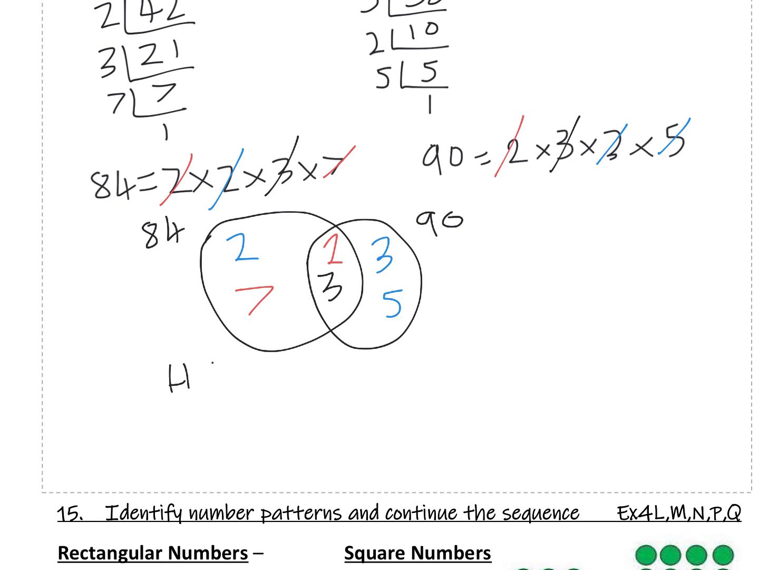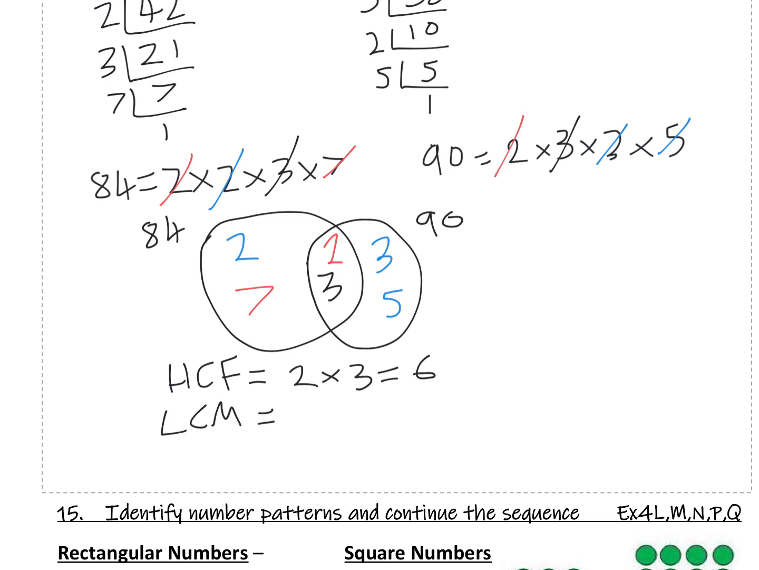So when we're trying to find the highest common factor, we're trying to look for the largest number that divides into 84 and 90. We can see from the diagram 2 divides into 84 and 90, and so does 3. But if 2 goes into both of them and 3 goes in, then 6 must also go in, because if a number is divisible by 2 and 3, it'll also be divisible by 6. So the highest common factor is where you multiply the numbers inside the overlapping circles.